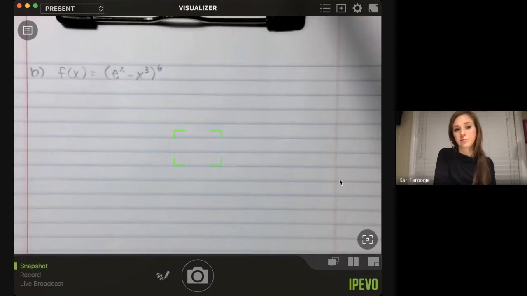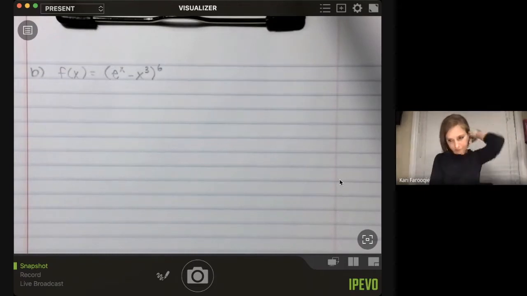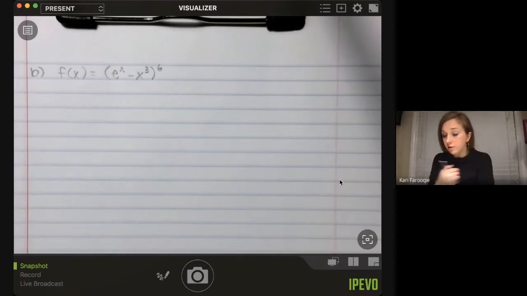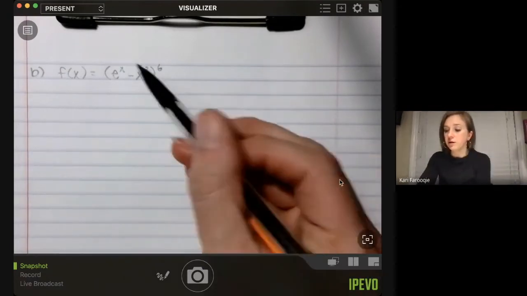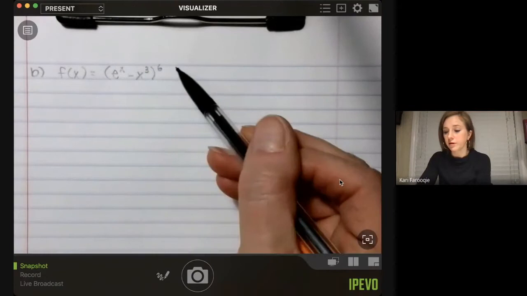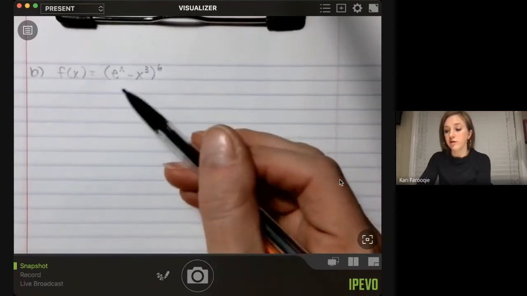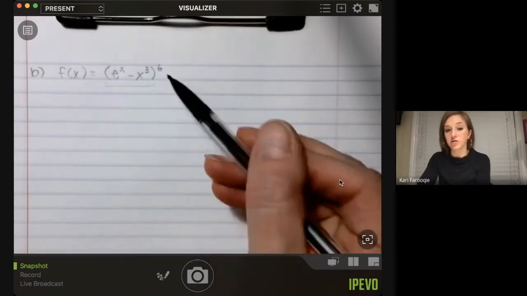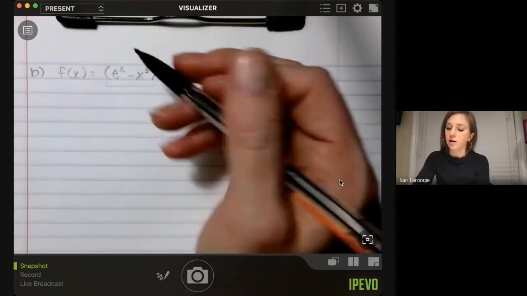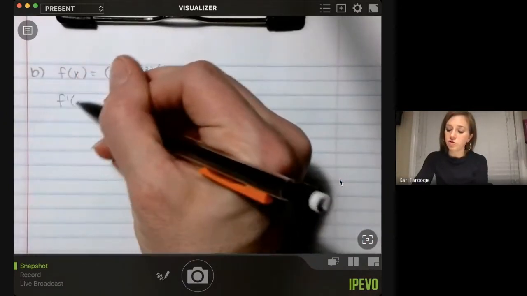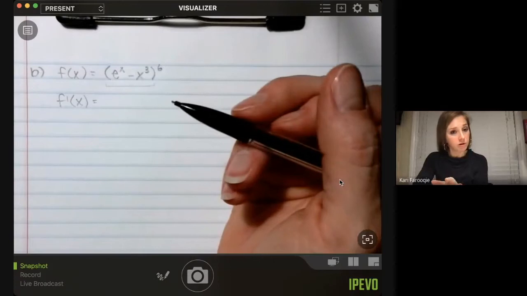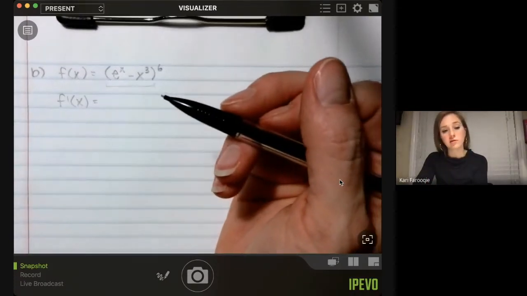There we go. Okay, f of x equals (e to the x minus x cubed) to the 6th power. So we're going to use the chain rule here. Clearly, I hope we can see that we have an inside function and an outside function. Our outside, if you were thinking about it, would be like x to the 6th power. But what we're going to do is take the derivative the way we normally would, and then chain on the derivative of the inside function.